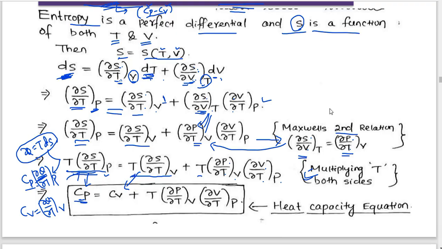So Cp equal to Cv plus T into del P by del T at constant volume and del V by del T at constant pressure. This is known as the heat capacity equation. So easily you can find from this part Cp minus Cv. If you take Cv to the left side, that will be Cp minus Cv equal to T into this line. So now we shall derive separately for ideal gas by taking the ideal gas equation and for real gas by taking the real gas equation.